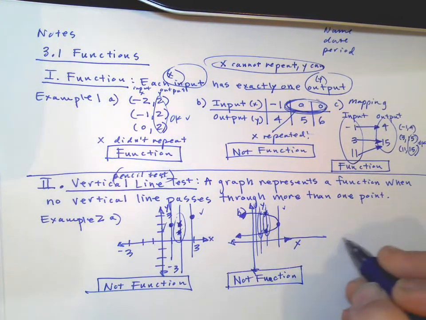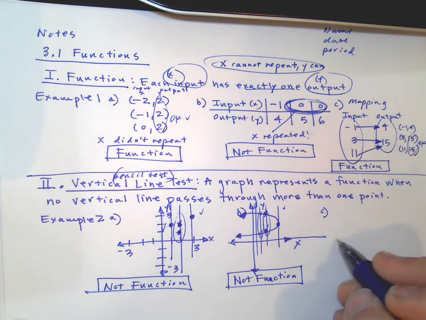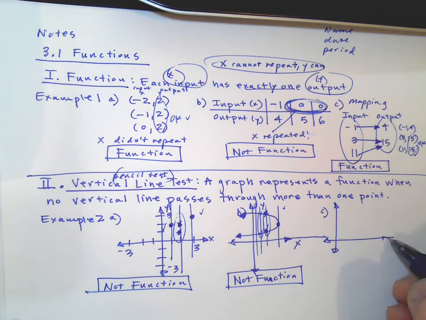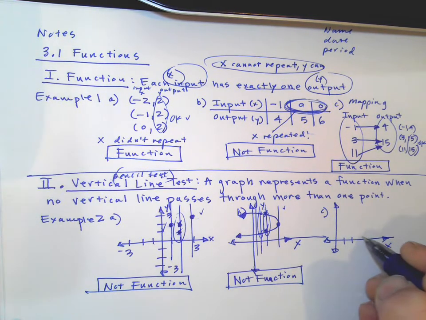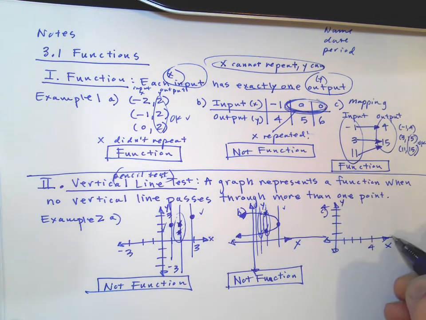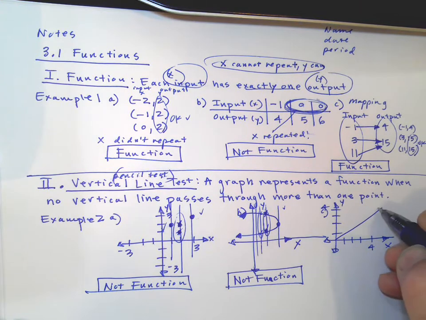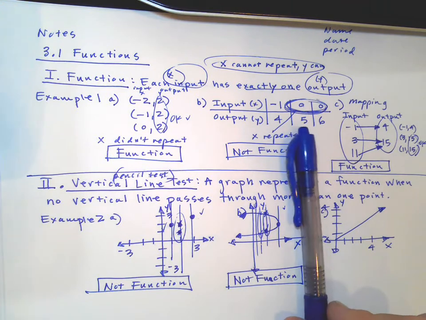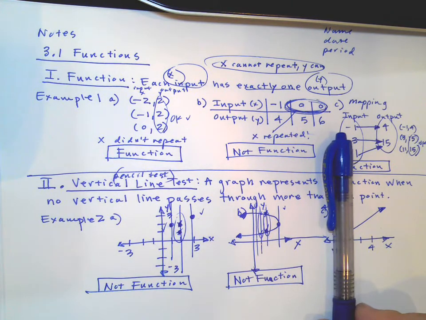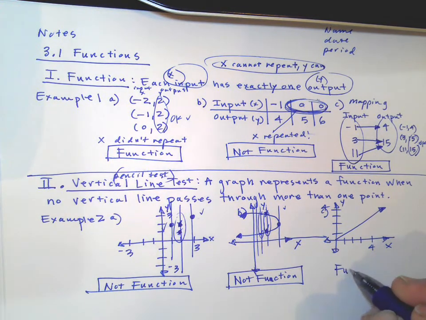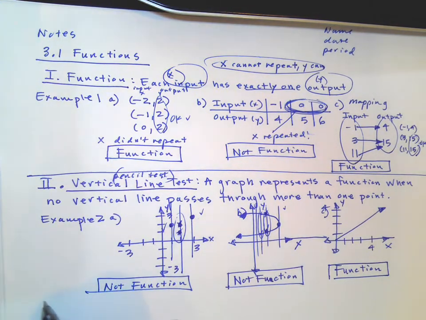Okay, let's do one more, part C. We've had a couple not functions, so maybe we should do one that is a function. 1, 2, 3, 4. 1, 2, 3, 4. Label the axes. So this graph's just going to look like this. It ends right here and keeps going forever. If you do a vertical line test, if you draw a vertical line anywhere, it crosses once. Never crosses it more than once. So this is a function. Every input, every x, has one y.